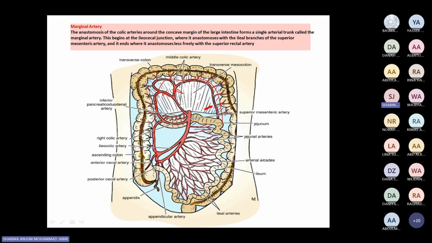This artery, which makes a convex circular shape along the large intestine, is called the marginal artery. So what is the marginal artery? This is the anastomosis of the colic arteries around the concave margin of the large intestine. This single trunk like this is called the marginal artery.